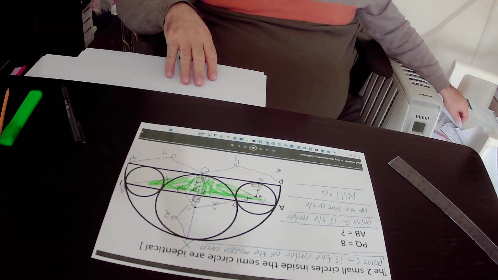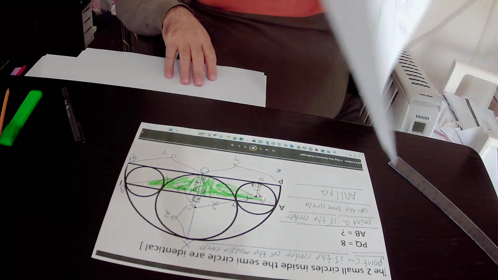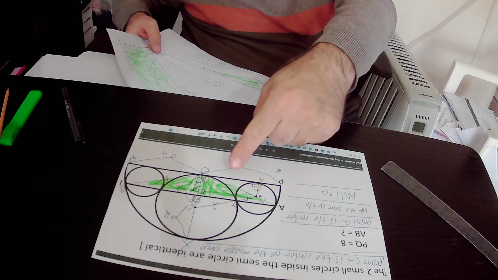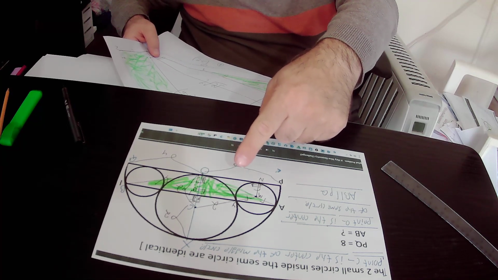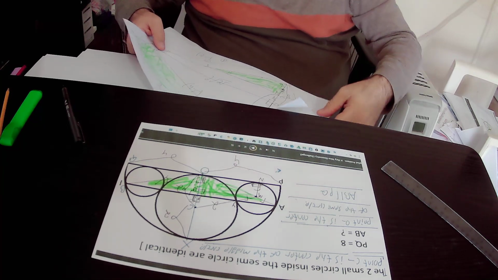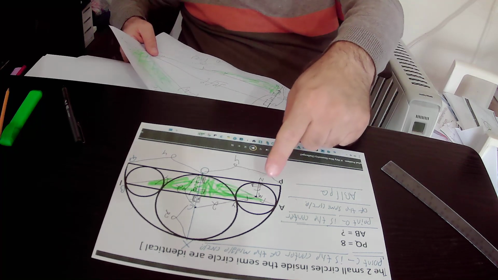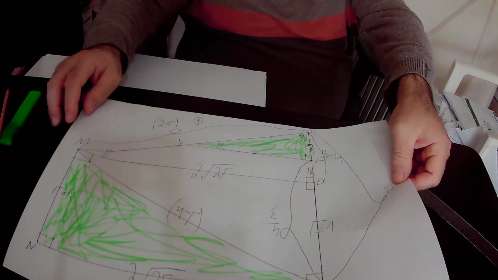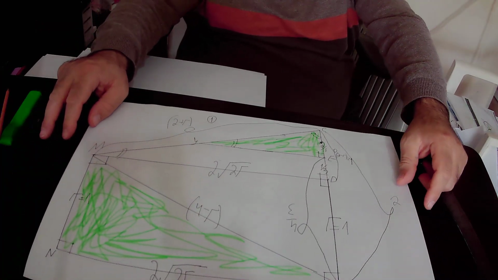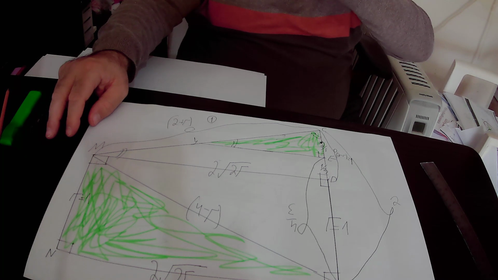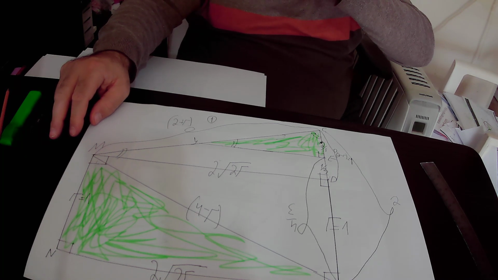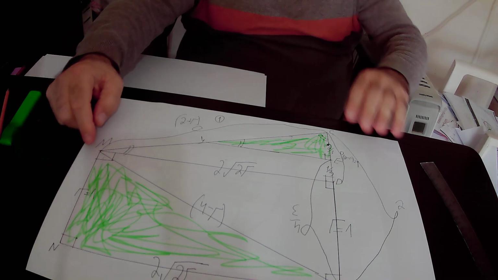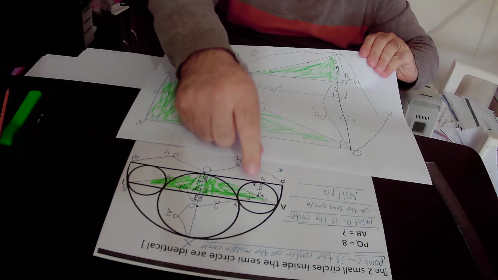Then we actually draw the quadrilateral MNOD and the right triangle MCD. Okay, and as you can see here, MN is the radius of the small circle. MN equals R.